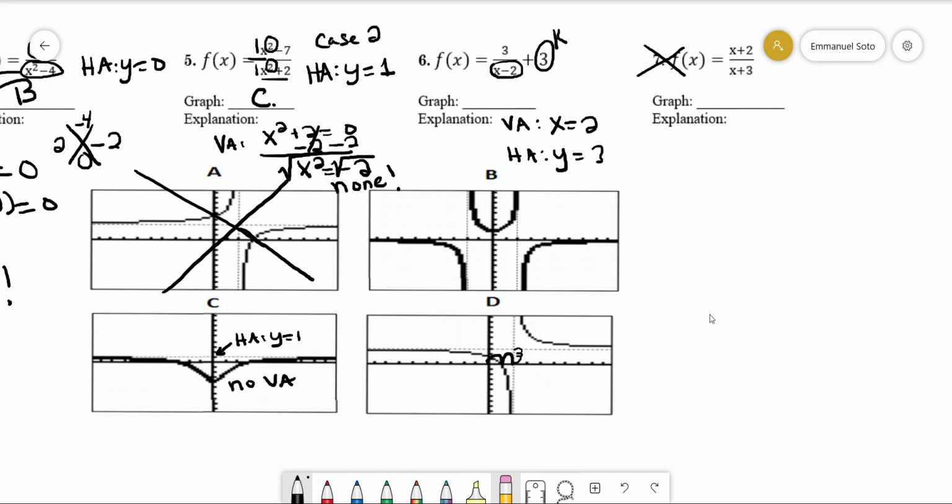Now it is not A because, notice that the graph is going up here and then down here. It has to start out going down, like going from left to right, going down, and then like this. It has to go like this because this is how it normally looks. It doesn't normally look like that. Okay, so that would be D.